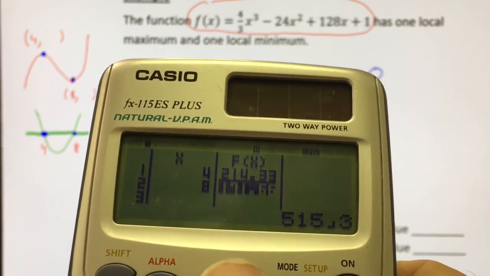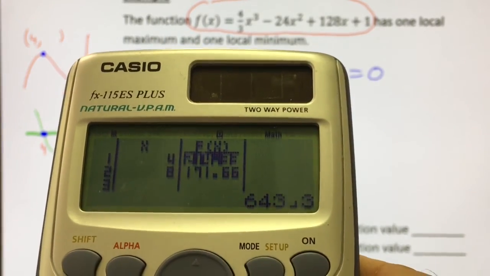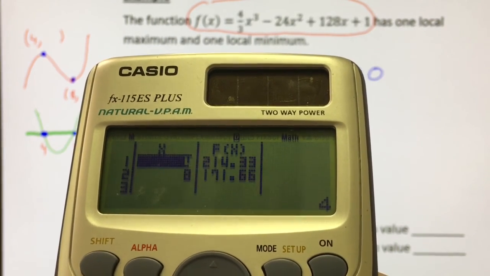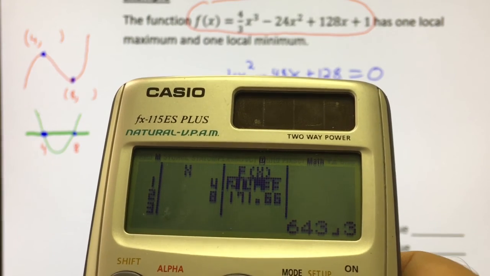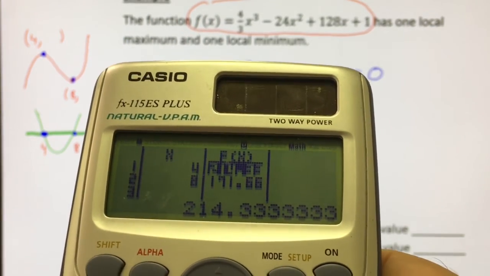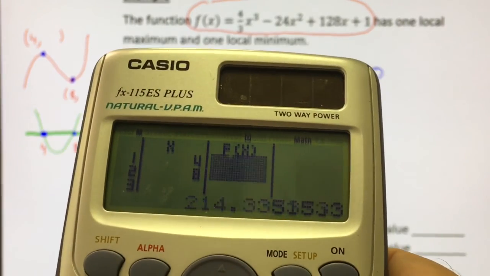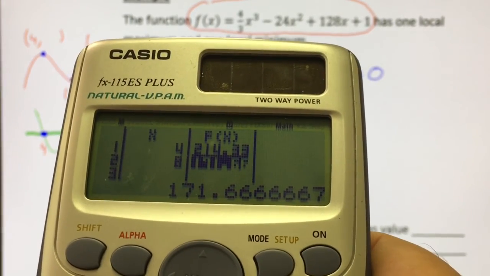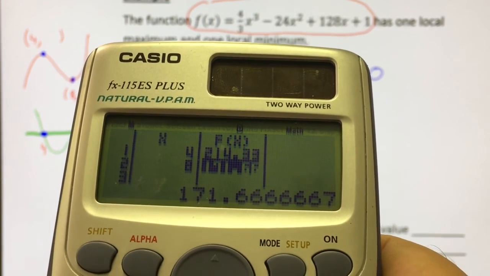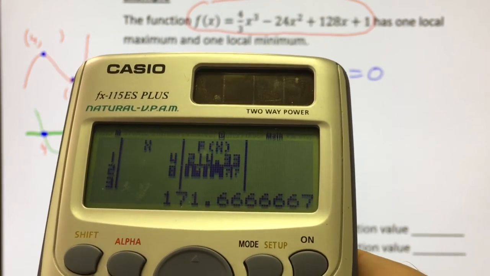Did I enter it correctly? You know, it gives you a decimal of 214.33 and 171.66. But you might want to hit SD and see that that 214.33 goes out really far. And it's 171.666666. Remember, if it's a computer, you want to fill up the screen with those decimals. I would do the fraction.